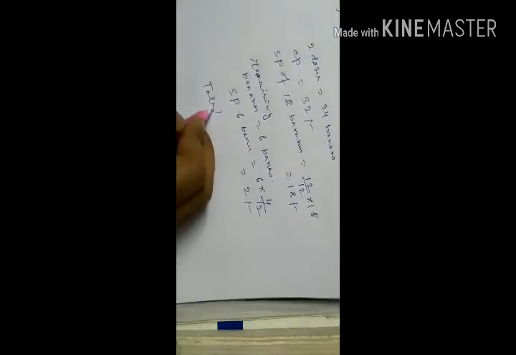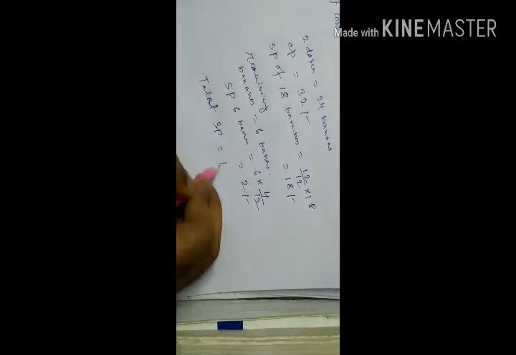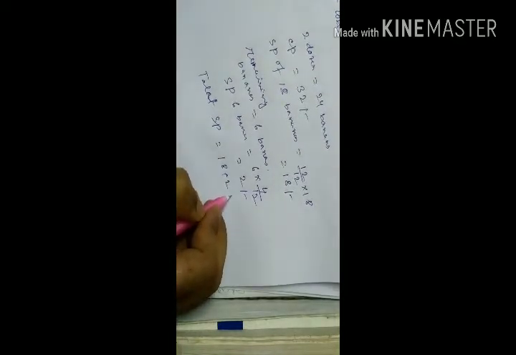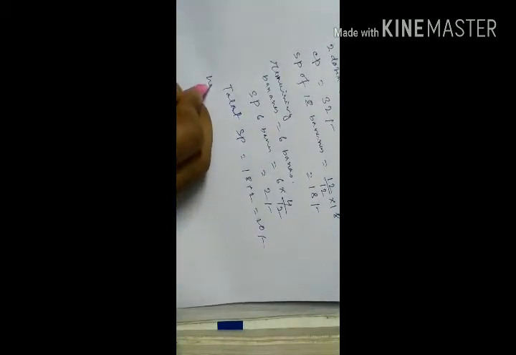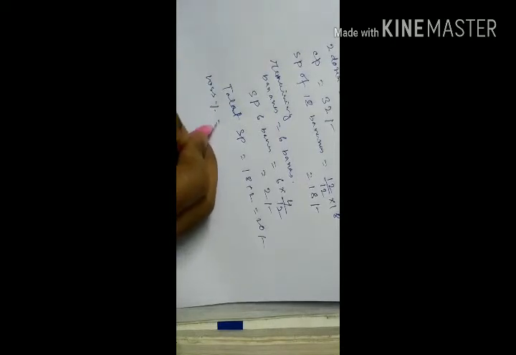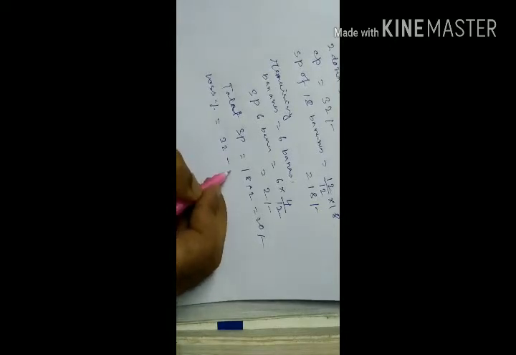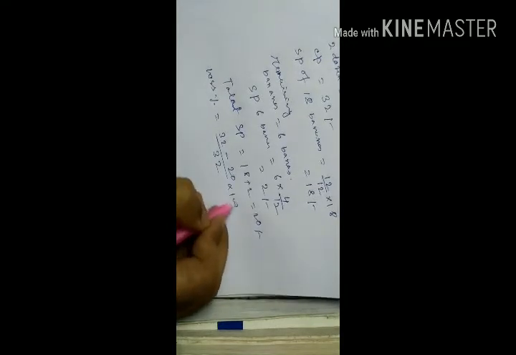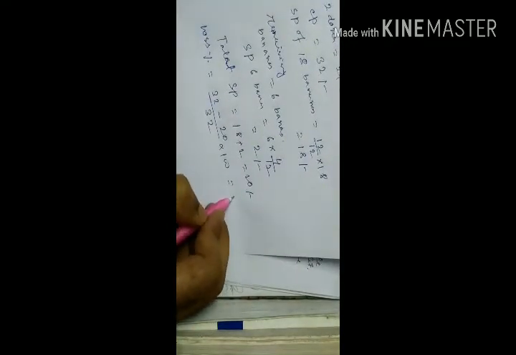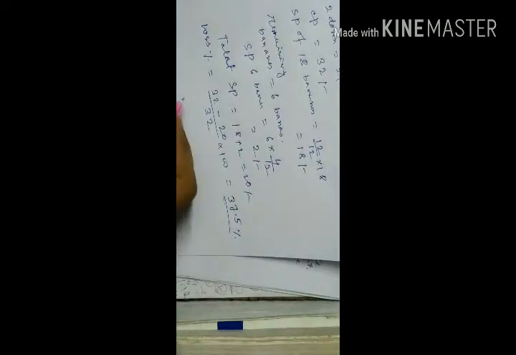So the total SP would be 18 plus 2 equals to 20, and the loss percent would be 32 CP minus SP, that is 20, divided by CP into 100, that means 37.5%. You can easily get this answer.